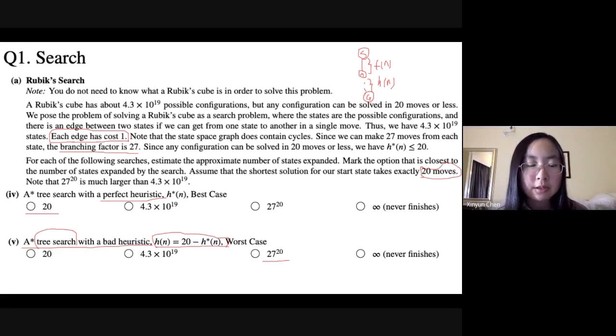So basically, this is the explanation why for A-star tree search we can still guarantee that the search will terminate. Also, we will have to explore a much larger number of states than needed.